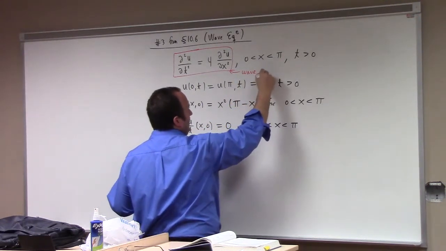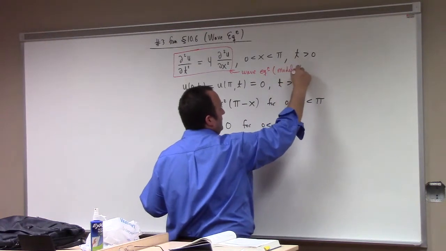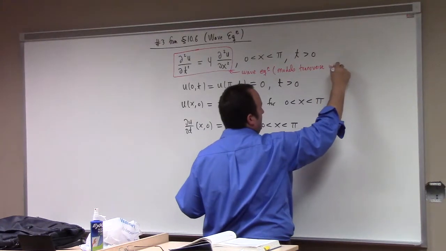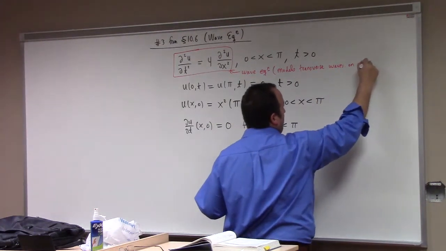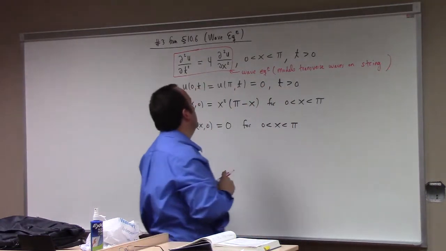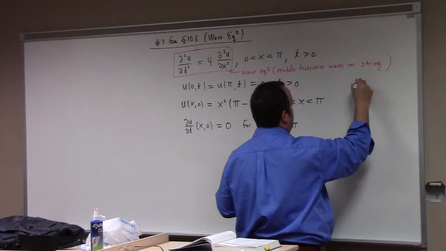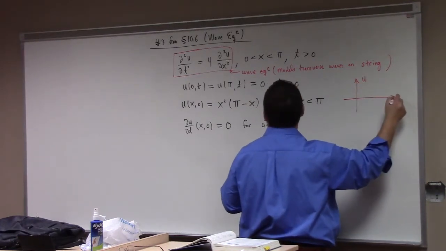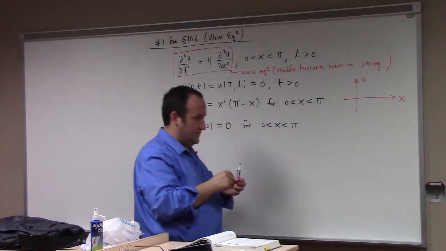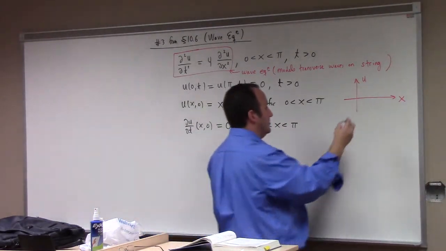And what it describes is it models transverse waves on a string. So here we're talking about, the picture is something like this. This is u, this is x, right? So the solution should look something like, I don't know.